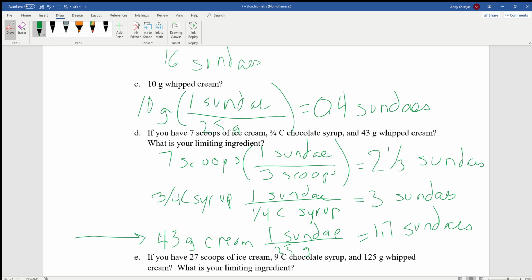We only have enough whipped cream to make 1.7 sundaes, where we have enough ice cream to make 2 1/3, and we have enough syrup to make 3 sundaes. So that tells us that the 43 grams of whipped cream, that's our limiting ingredient.